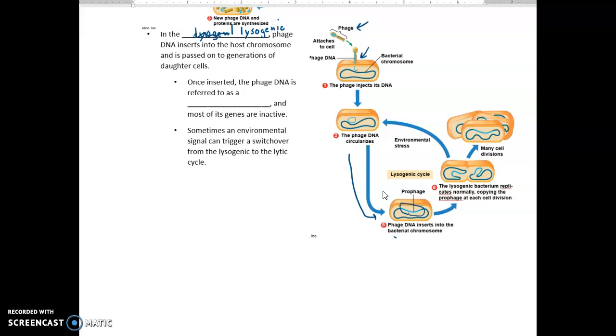If the bacteria divides, that phage DNA is also replicated and ends up in both daughter cells. So you could have many, many cell divisions, and this phage DNA will sit there and not do anything. But then along comes some sort of environmental stress, and it'll go back to a lytic cycle. Right? Once it's inside, we call it a prophage. And its genes are pretty much inactive. All right.